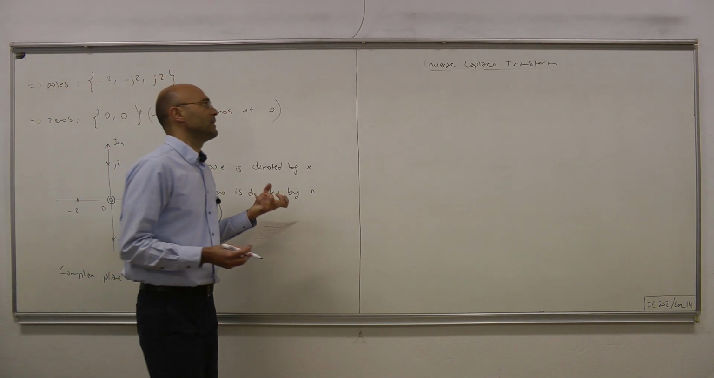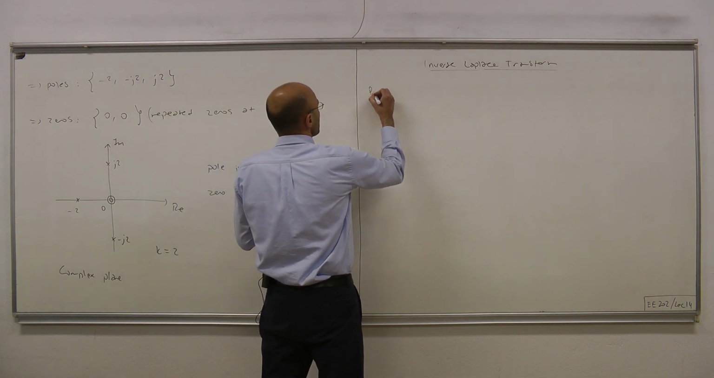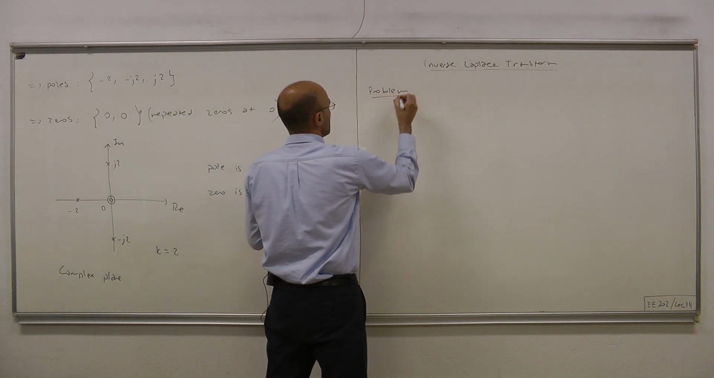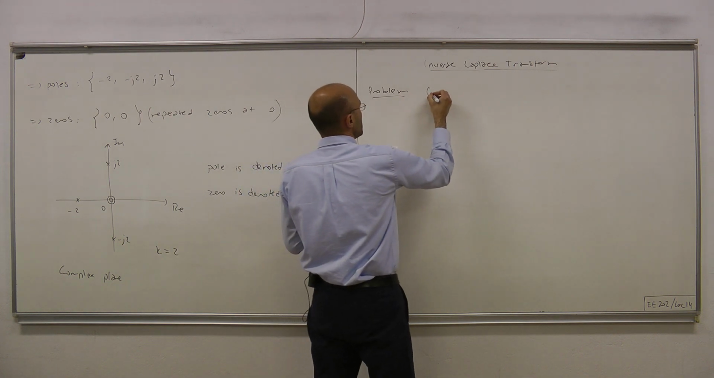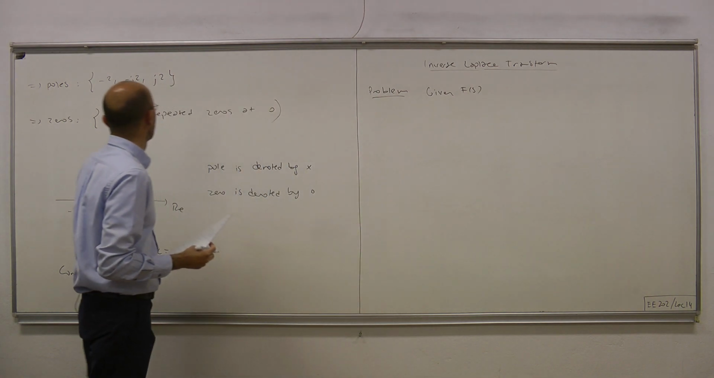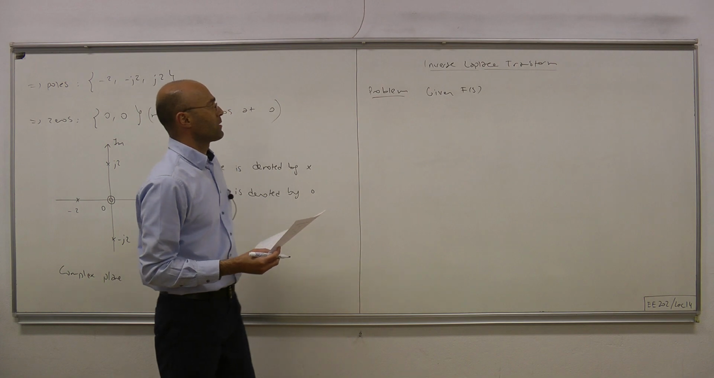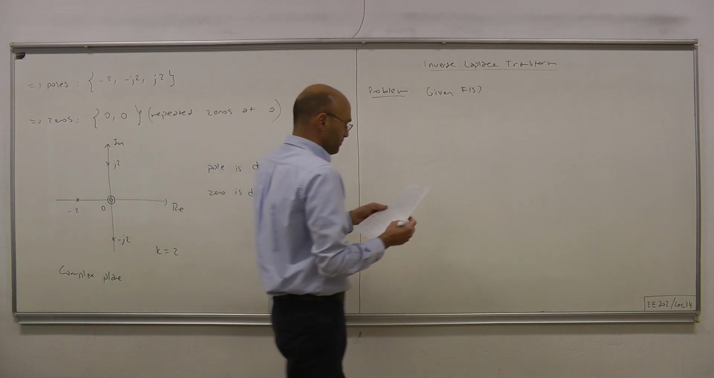Instead, we will go in the following way. So first of all, this is our problem: for a given F of s, which will always be in the form of some polynomial divided by some other polynomial.